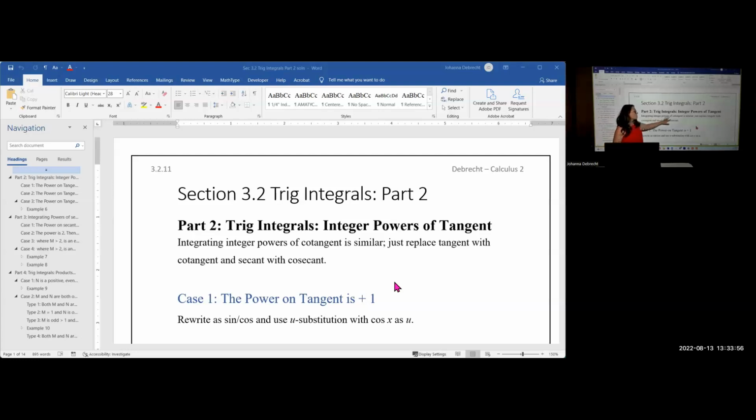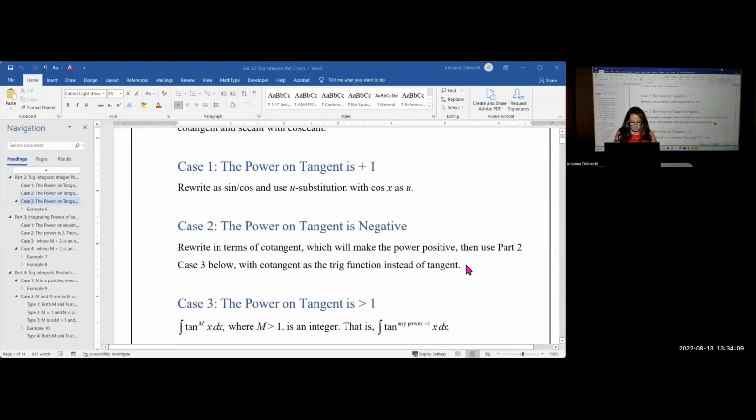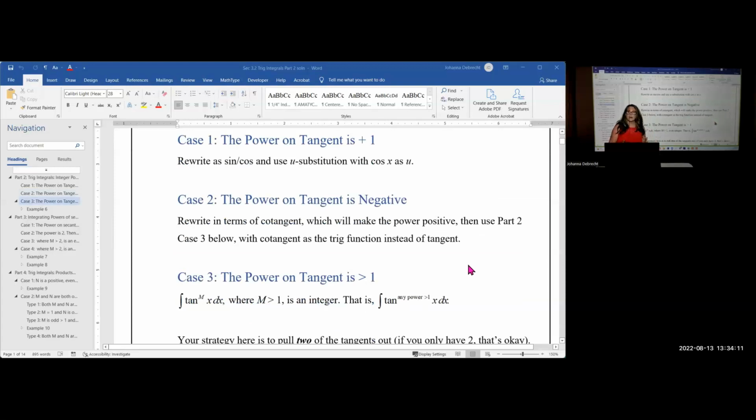Integrating powers of cotangent is similar. You just replace tangent with cotangent, secant with cosecant. So basically, we'll be covering both when we talk about tangent. We'll start with the very simplest one, and that's simply that the power on tangent is a positive 1. Now, this should be something that you already know how to do. You should have done this in Calculus 1. So what am I talking about?